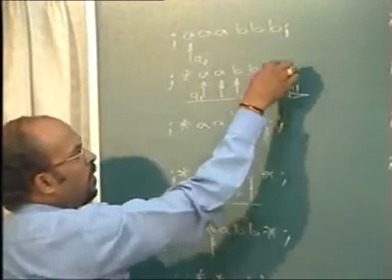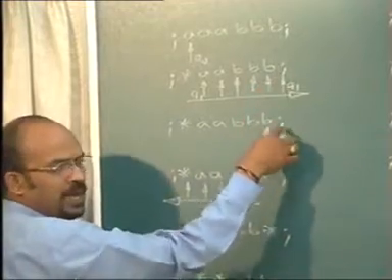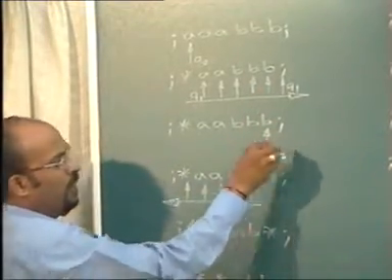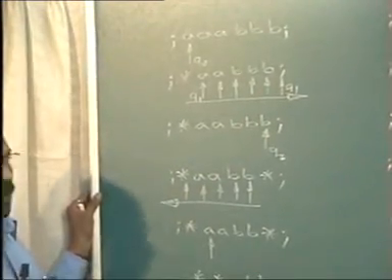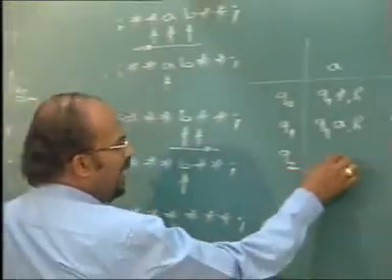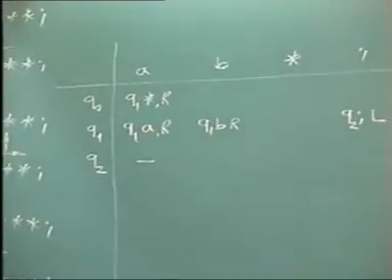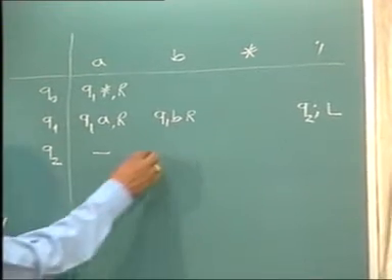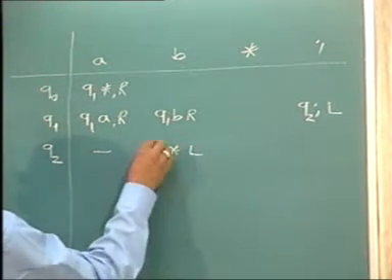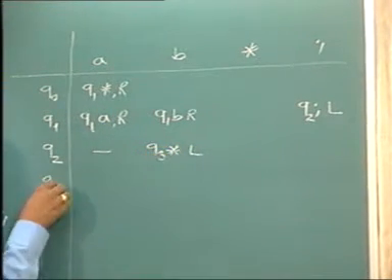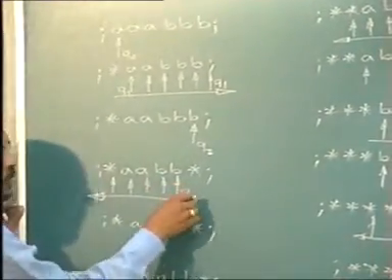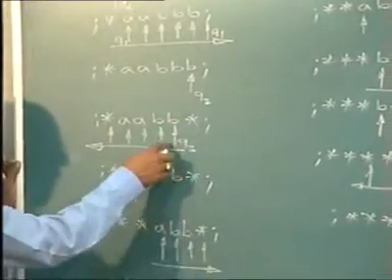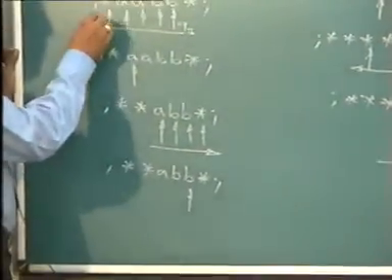In Q1, on semicolon, write semicolon, move left, and our state of mind will be Q2. Obviously in Q2 if you get A, it is error. In Q2 you cannot get A. If you get B, mark it as star and move to left, go to state Q3. So in Q2, on B, write star, move left, Q3. And Q3 will take us back all the way to the left.